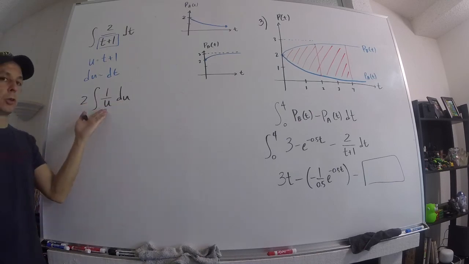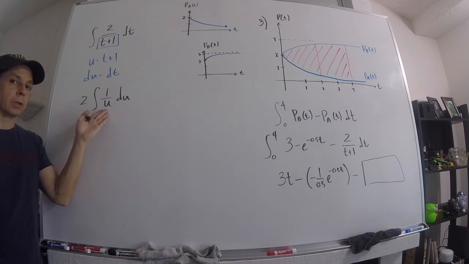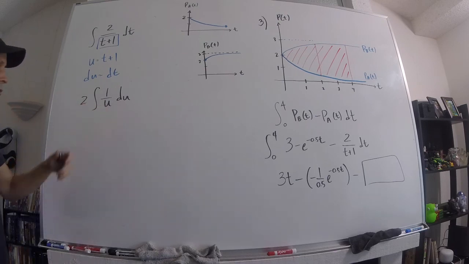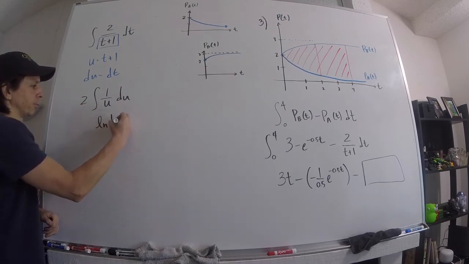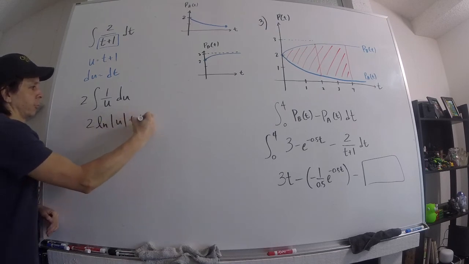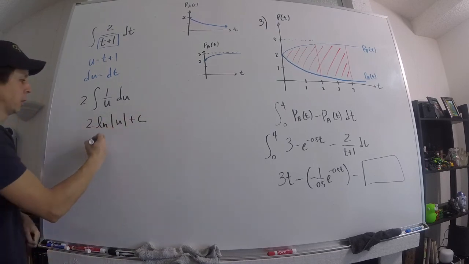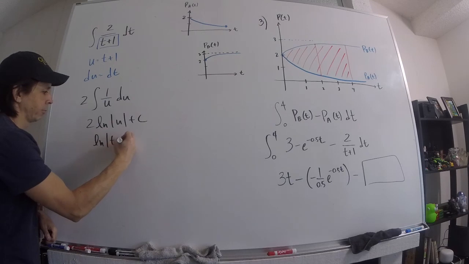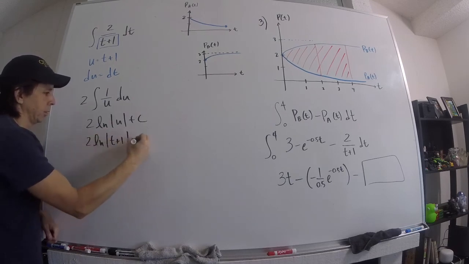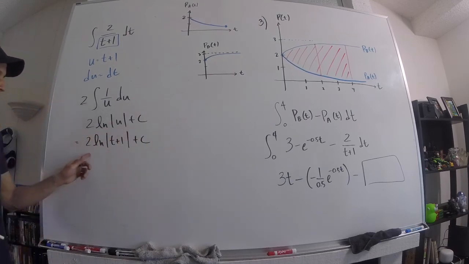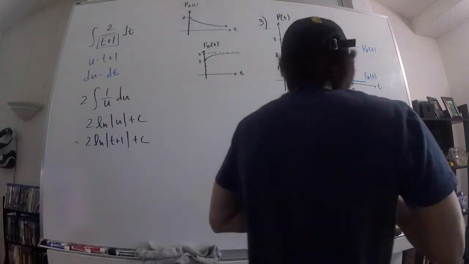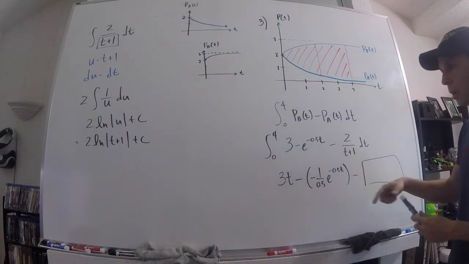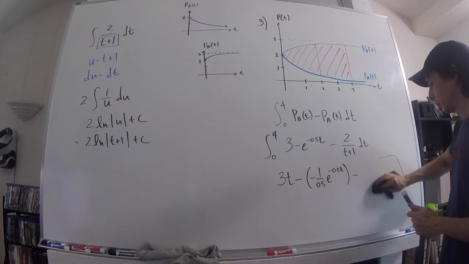It is a power of u, it's u to the negative 1, but that is a 1 power that does not work with the power rule. That is natural logarithm. I'm going to put back the t plus 1. And that's my antiderivative there. I'm going to write that in here. I have this minus sign here, but it's going to be minus 2 ln t plus 1, and I can omit the plus c.